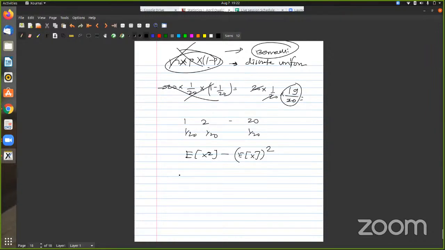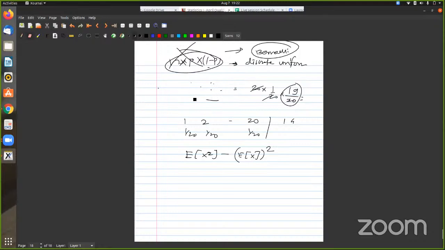So yes, you will again get one table here. For the uniform distribution, the variance is n square minus 1 upon 12. Each probability is 1 by 20, and for uniform the probability is the same. So n square minus 1 upon 12.